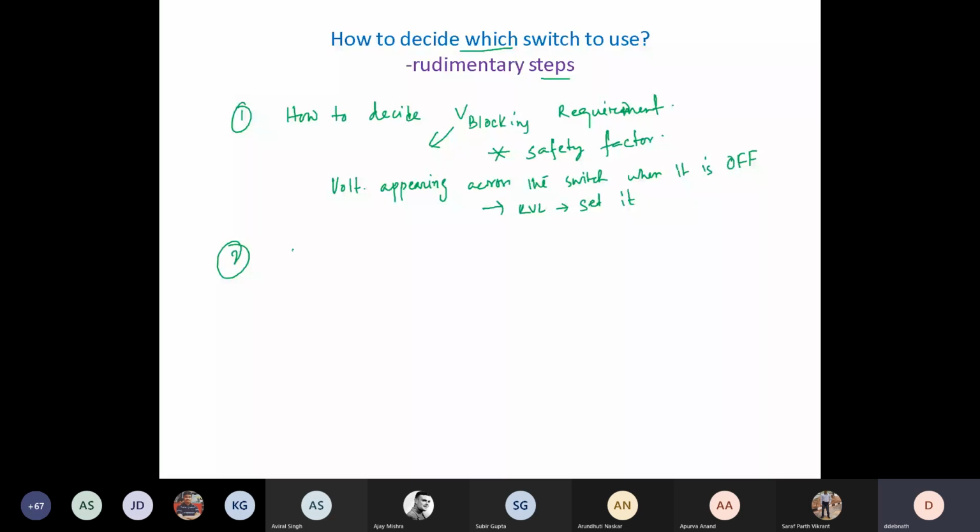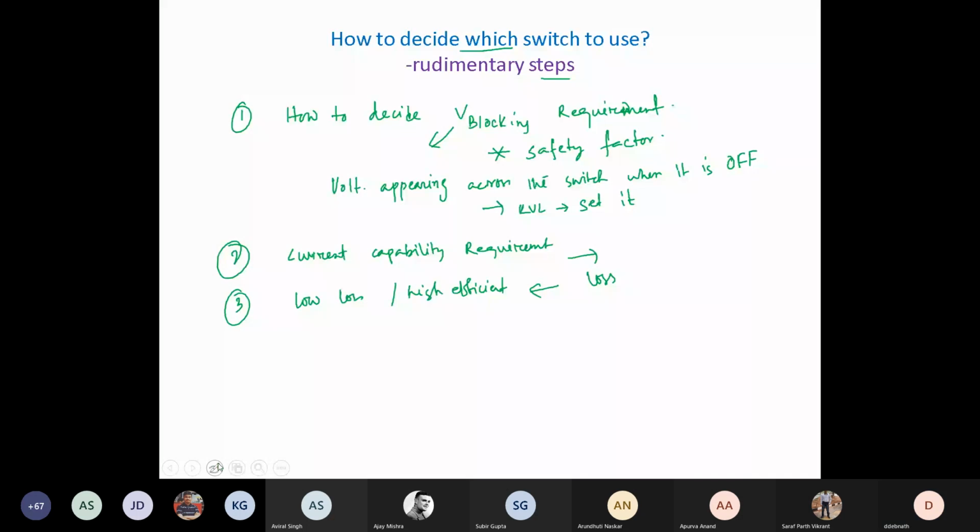The next thing you want is that this should be a low loss, high efficient solution. So basically, you will be doing that loss analysis. So based on these two, you will decide some switch. So let's say you decide a switch.